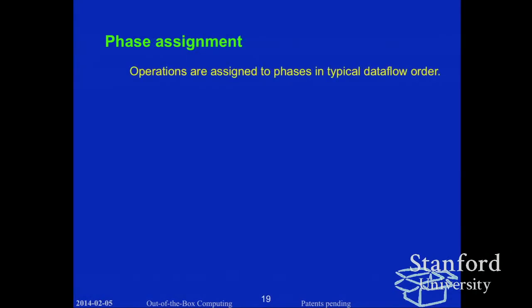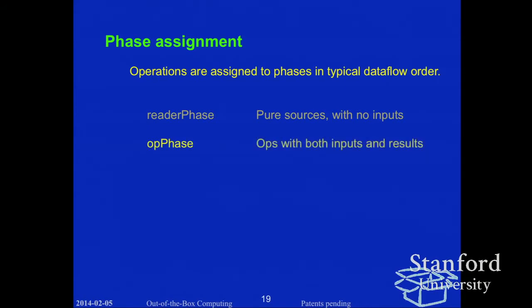Now, phase assignments. I alluded to this. Those operations which will be assigned to reader phase will be all those that don't need any inputs. They can just be done as soon as they get decoded. Op phase are those things which need to have some inputs and also produce results that somebody's going to want to consume. And writer phase are pure sinks, things which will grab values but do not have to pass them to anybody else.